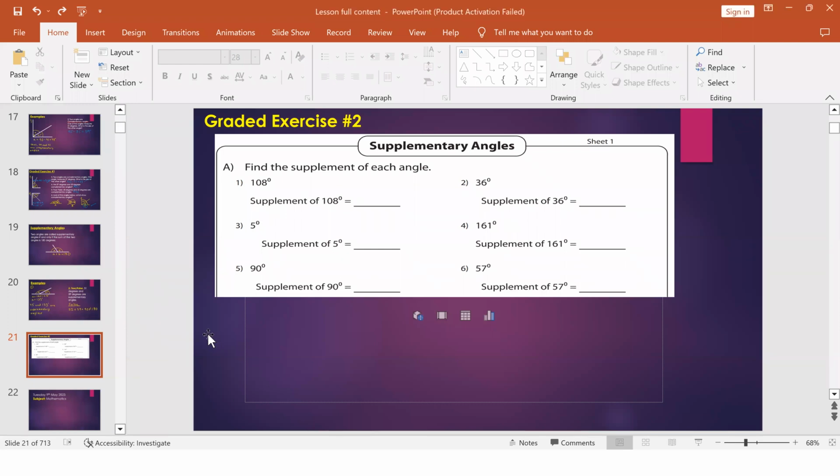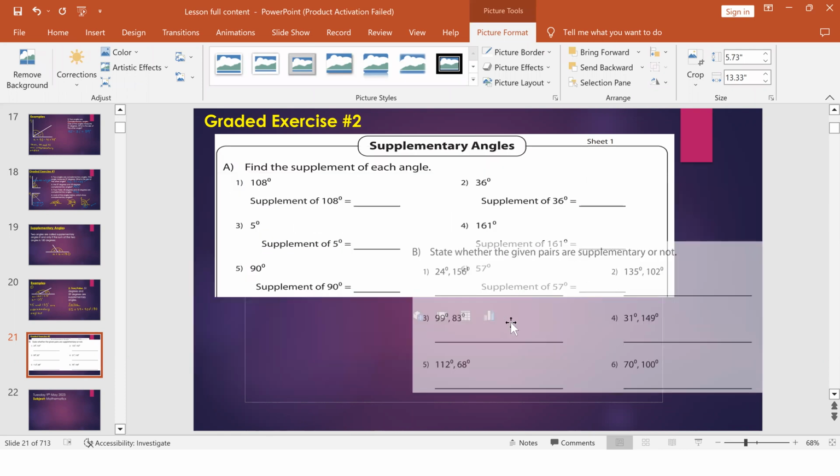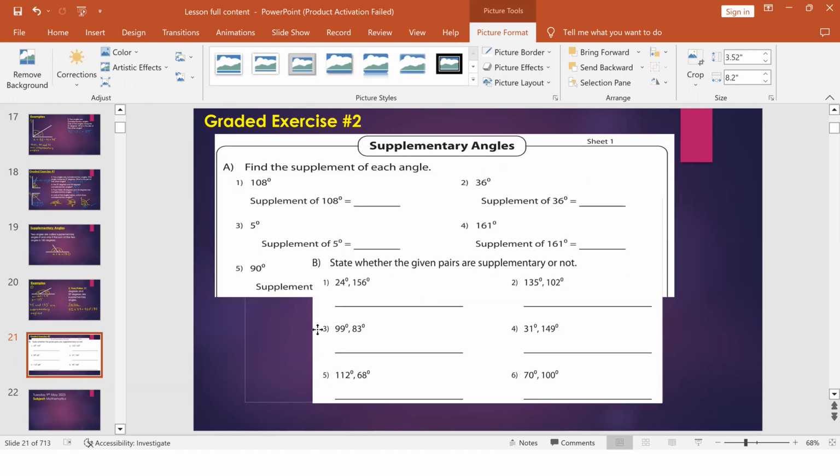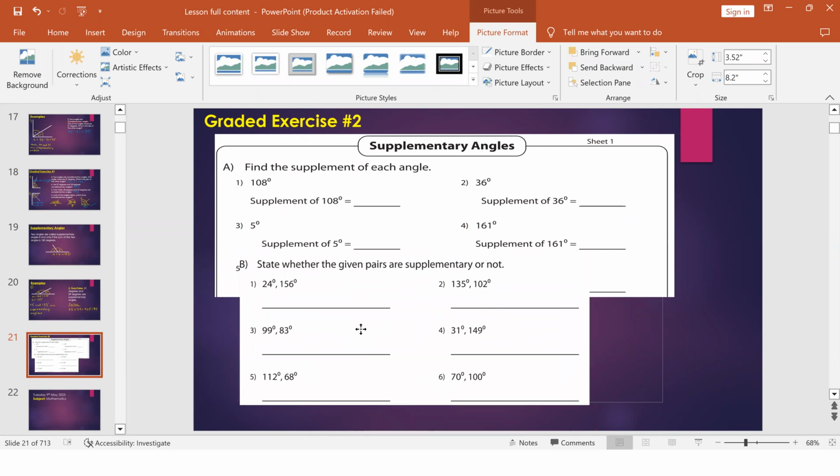One moment, let me stop sharing and share again. Give me one moment, please. And for B, we just want to state whether the pairs are supplementary angles or not. So let me put this on the side.